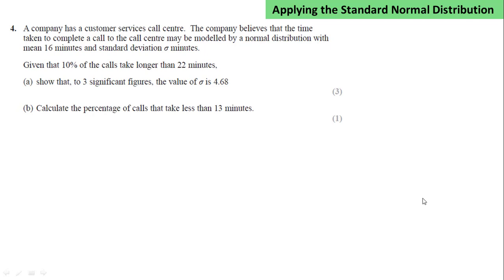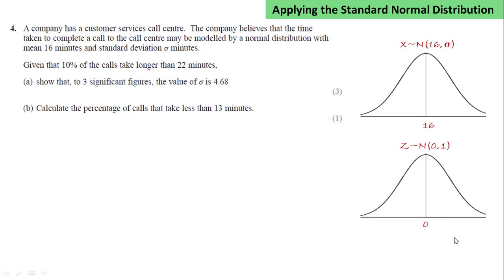Let's look at a problem that requires the standard normal distribution. We're told that the call times at a call centre are normally distributed. We know that the mean is 16, but we don't know the standard deviation. We're also told that 10% of the calls take longer than 22 minutes. This type of problem is solved by comparison with the standard normal distribution. So the standard normal distribution has mean 0 and standard deviation 1.